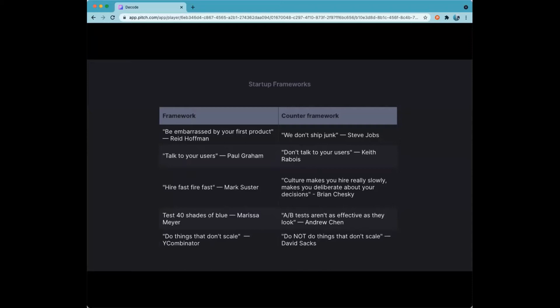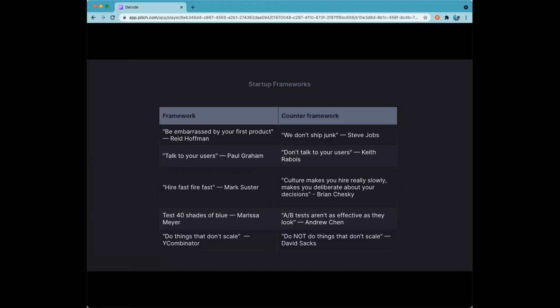So for example, Reid Hoffman did say, be embarrassed by your first product, right? But Steve Jobs famously said, we don't ship junk. We don't care about being first, we're the last. We want to just do it the best. Paul Graham, the founder of YC, famously said, talk to your customers, talk to your users. And Keith Rabois, a really successful founder of Open Door and COO at Square, said, don't talk to your users. They'll lead you astray.